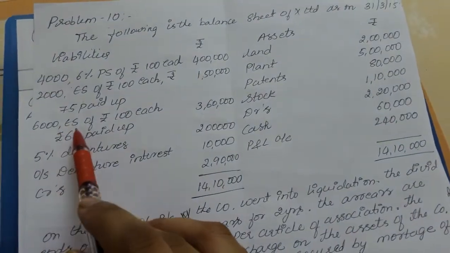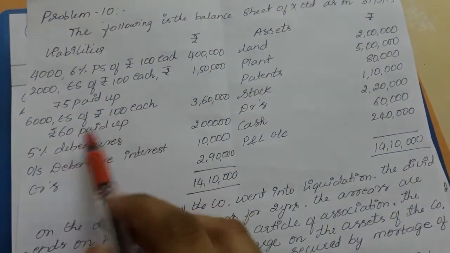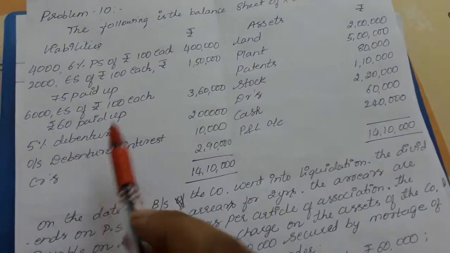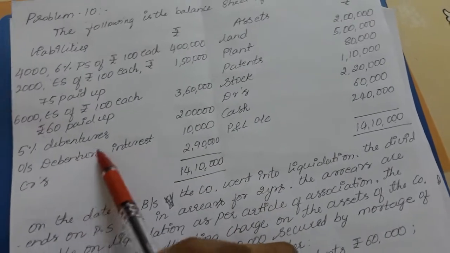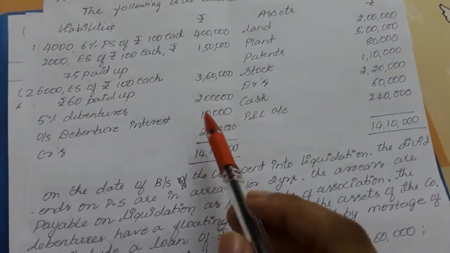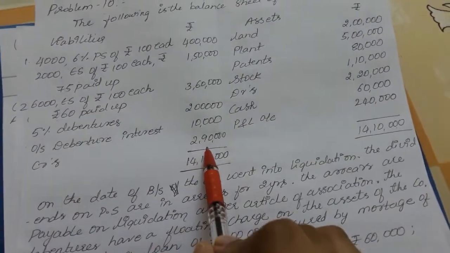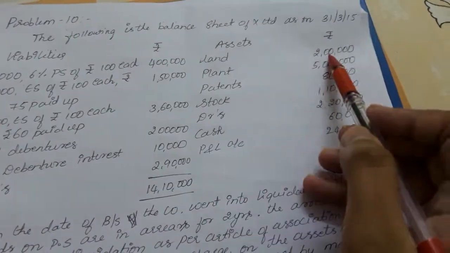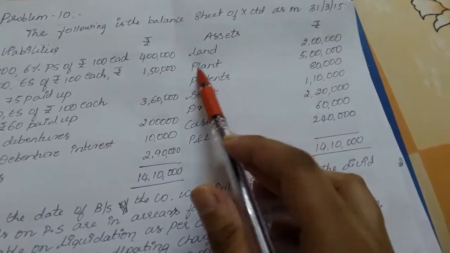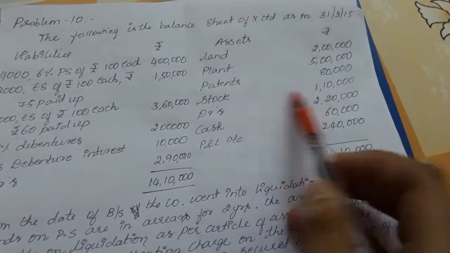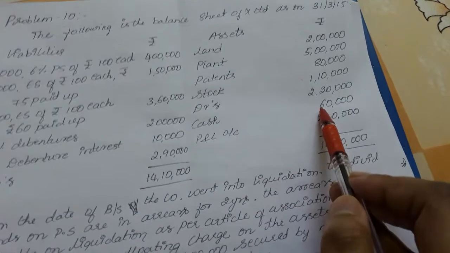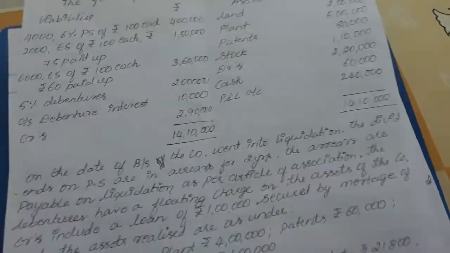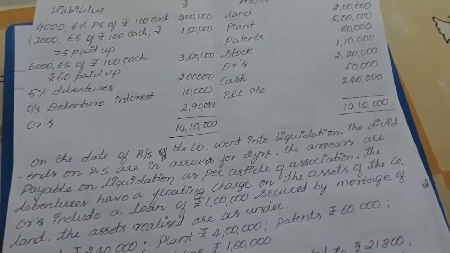Next, 6,000 equity shares of 100 each, rupees 60 paid up, 3,60,000. 5% debentures, 2 lakhs. Outstanding debenture interest, 10,000. Creditors, 2,90,000. Coming to the asset side, they have given land and building, plant and machinery, patents, stock, debtors, cash, and this is the deficit of 2,40,000. We will not be considering this and we will not be doing anything with it.